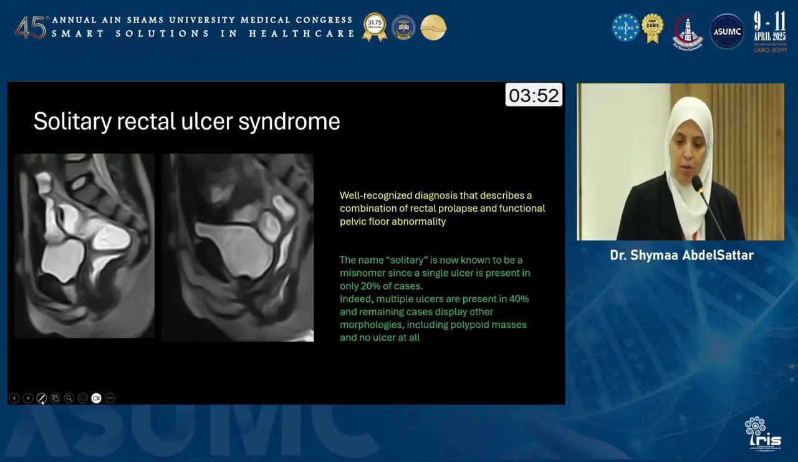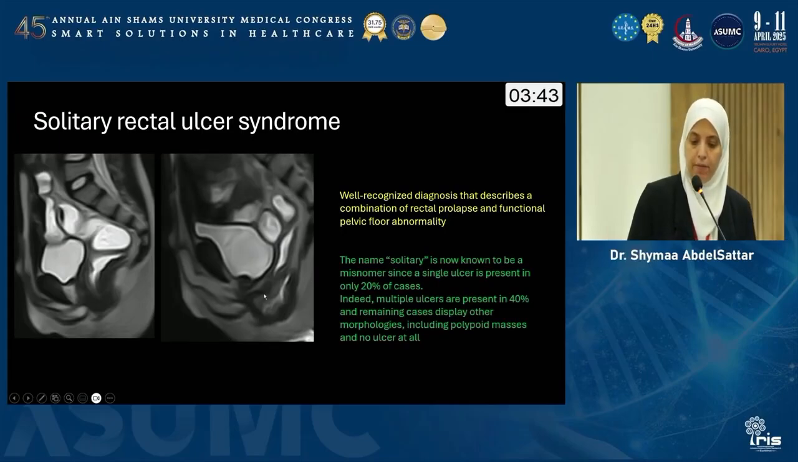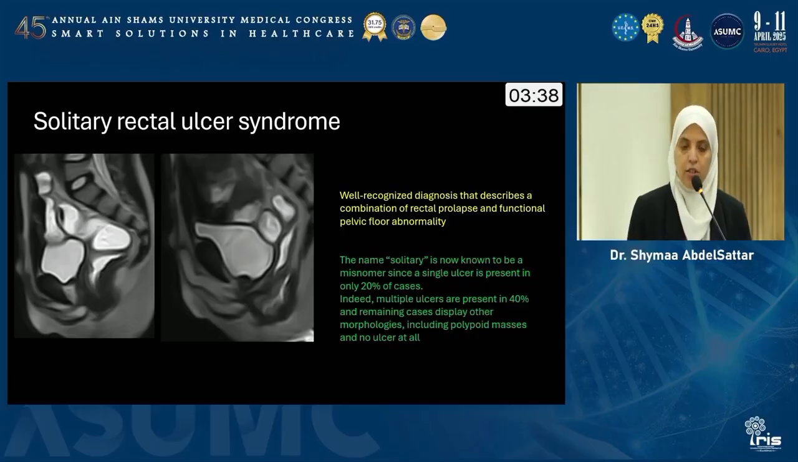We can see here the constellation of urethral hypermotility with intussusception and the rectal pelvic floor descent in the presence of an inflammatory process and rectal ulceration that makes the diagnosis of solitary rectal ulcer syndrome, which is a well-recognized diagnosis that describes a combination of rectal prolapse and functional pelvic floor abnormality. The name actually is a misnomer since a single ulcer is present in only 20% of cases. And actually, multiple ulcers may be present in 40%, and the remaining cases display other morphologies, including polypoidal masses and no ulcers at all.